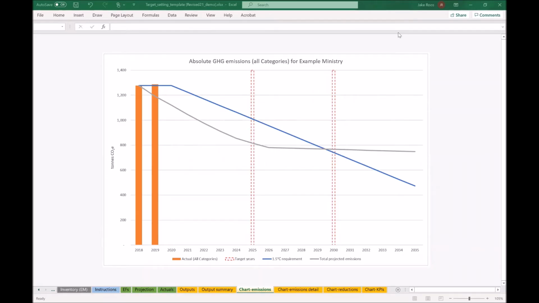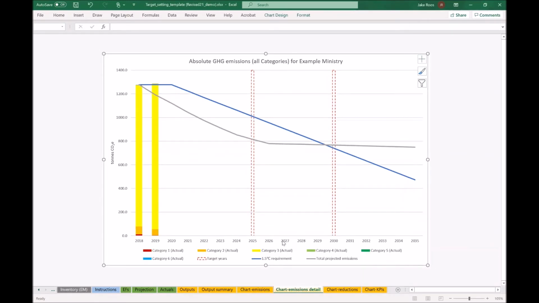I'll just show you the other charts now. So we've been looking at chart emissions, which has just got all categories summed together. Chart emissions detail is essentially the same, except the bar is split into categories. So all 6 categories are down there in the legend, and it shows you the proportions of each. As you can see, example ministry is very heavy on category 3.